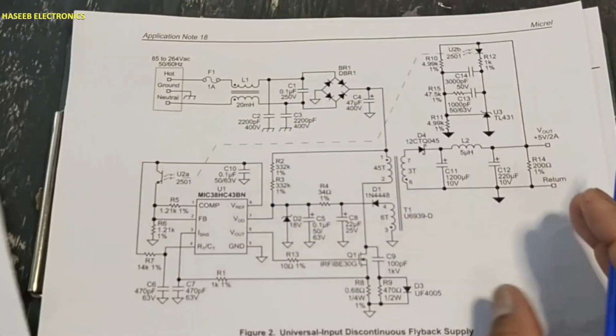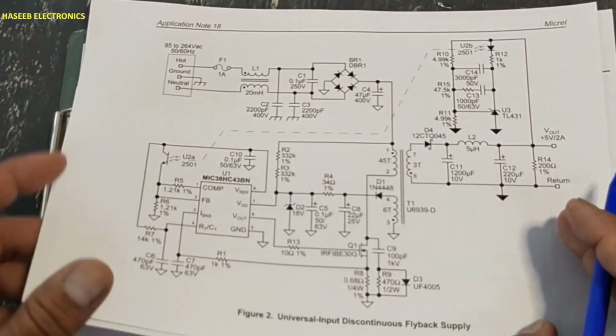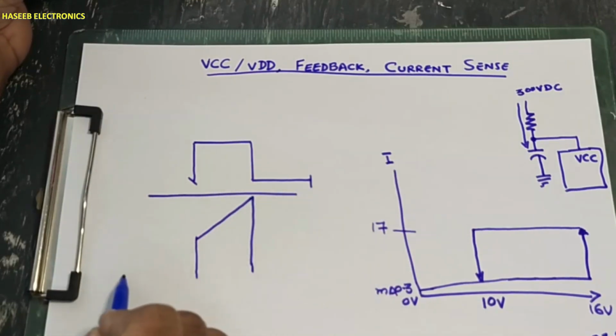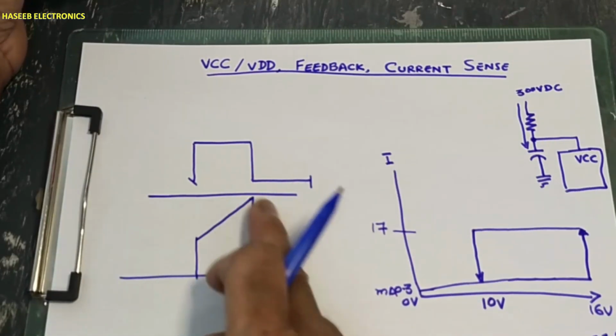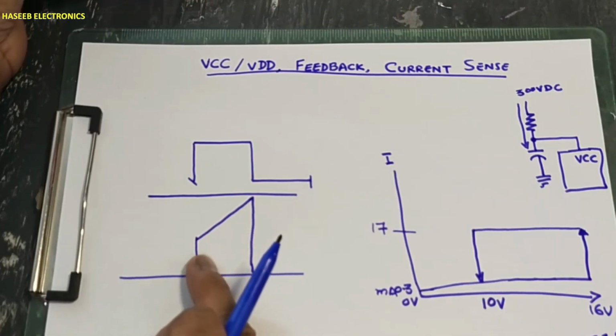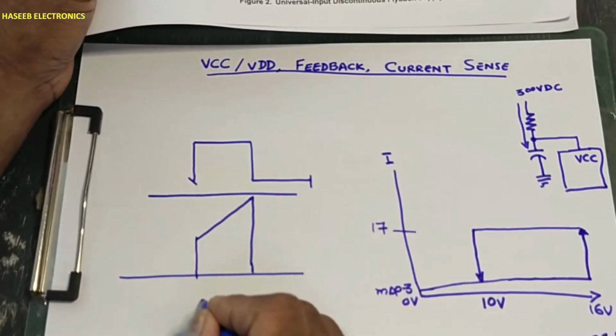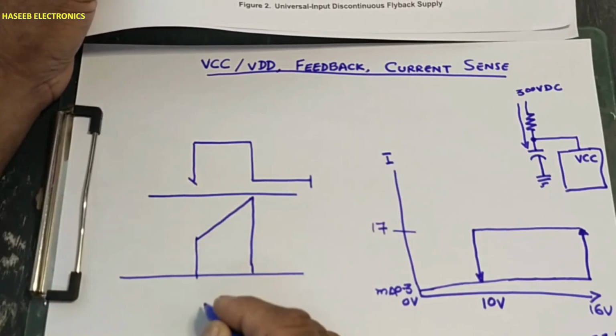If any time while switching, let's suppose this is inductor current and same time the voltage are increasing at I sense pin. If it is switching in this portion, maybe we will find this pulse.